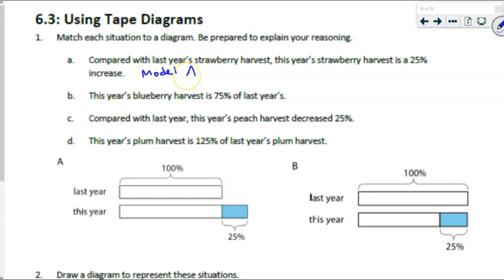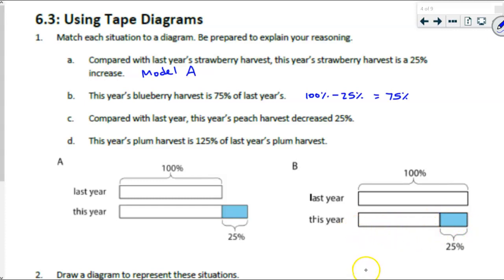B, this year's blueberry harvest is 75% of last year's. What does that mean, if it's 75% of last year's? Joshua. Okay, if it's 75% of what it was last year, it doesn't say it in the problem, but we interpret that to mean it must have decreased 25%, because the original amount decreasing by 25% is how I'm going to get to that 75%. And even though this part isn't labeled as 75%, you interpreted that correctly. 100% subtracting that 25% is going to leave us with 75% of that.